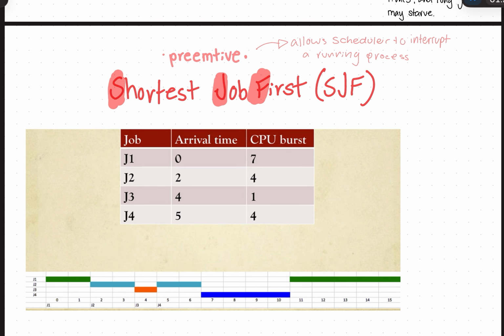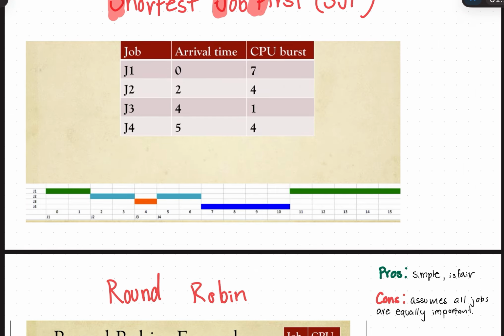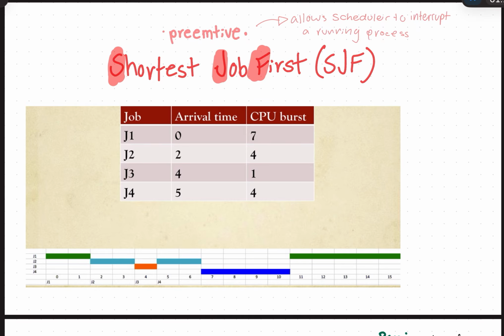Now we'll move on to the preemptive, and this is different from non-preemptive because it allows a scheduler to interrupt a running process, which this one didn't. So we'll see that in action here, where J1 arrives at time 0, so it starts running. However, at time 2, J2 arrives, and because its CPU burst is shorter, the scheduler switches to J2 instead. You can see that here. At time 4, J3 arrives, and because that's shorter, it'll finish out right here.